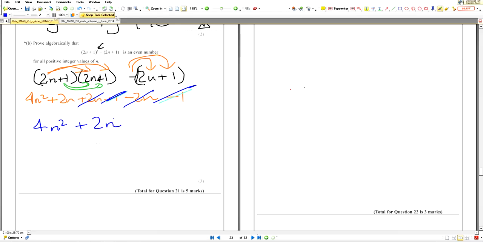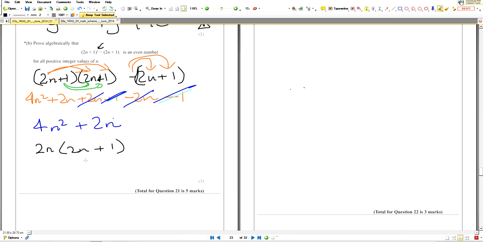Now, if we factorize this, what will we get? 2n, so we take the 2n from each one, and we get 2n times (2n plus 1). How do we know? Because the proof says it is an even number for all positive integer values of n. This n can be odd or even. So what is the proof that it's always even? Anything times 2 is even. So we've got to prove that it's going to be an even number.